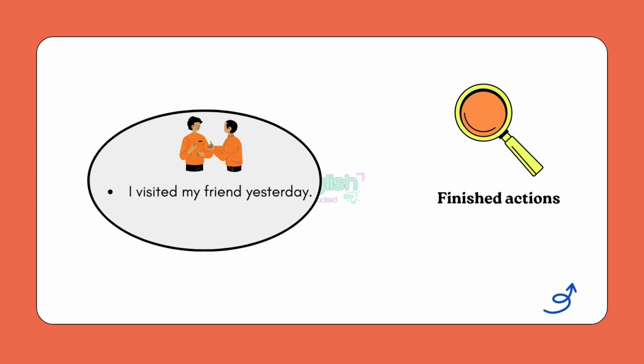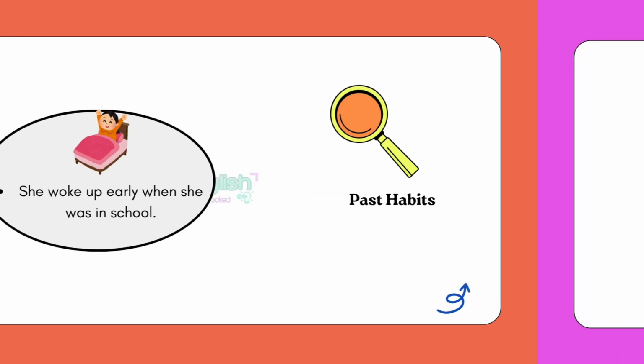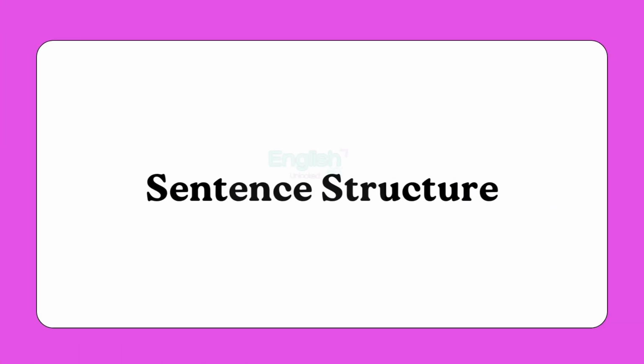The next situation is that it can also be used to talk about past habits. For instance, "She woke up early when she was in school." This is what she did when she was younger. So she is not doing it anymore, and this is her past habit. Alright, so now you know when to use it, and let's see how we can structure it.